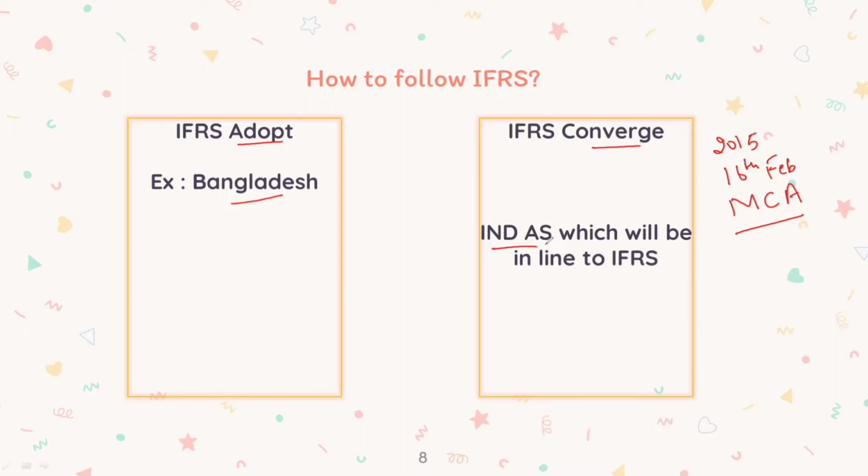We call that a new version of AS. We call it IND AS. That is, India, our country, has done an IFRS convergence. India has prepared a similar set of rules which is in line with IFRS. So those standards or rules we call IND AS. Okay, I hope I'm clear till here.